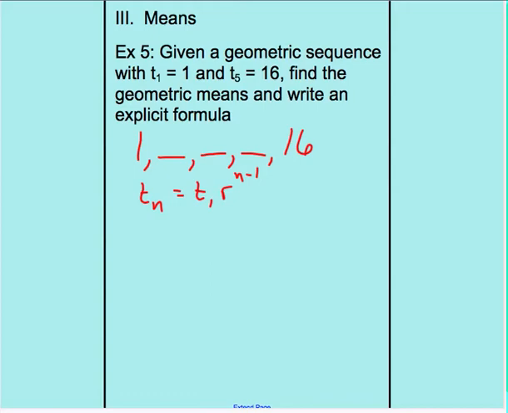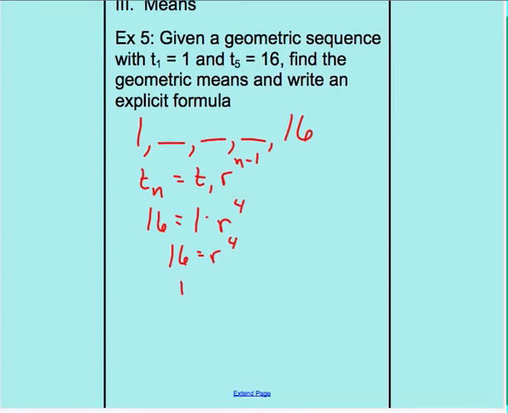We're going to substitute what we know and solve for that ratio. 16 is our nth term. 1 is our first term. We don't know the common ratio, but we have 5 terms, and n minus 1 is 4. So canceling that 1, or dividing 16 by 1, we get 16 equals r to the 4th. So to solve for r, we will take the 4th root of 16, which is positive or -2.